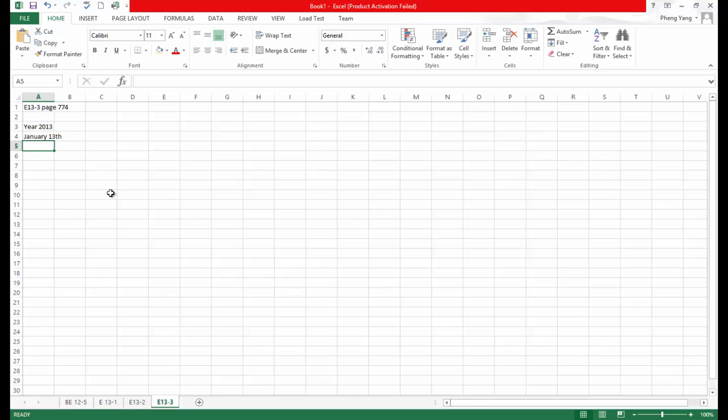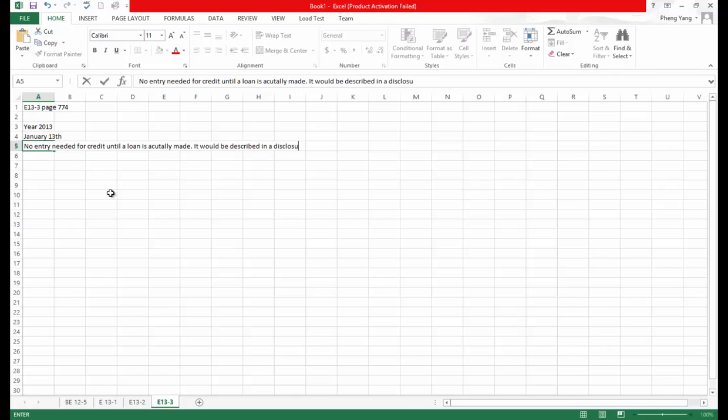Okay, so basically it's just a credit line, so there's no entry needed until a loan is actually made. It should be described in a disclosure note then. And we're all familiar with notes to the financial statements. Of course, then this will be described in the notes to financial statements.